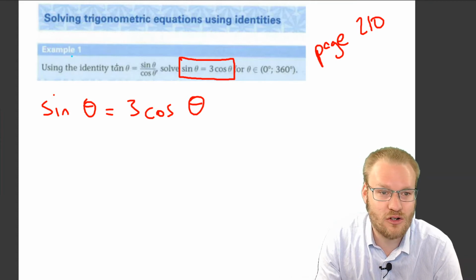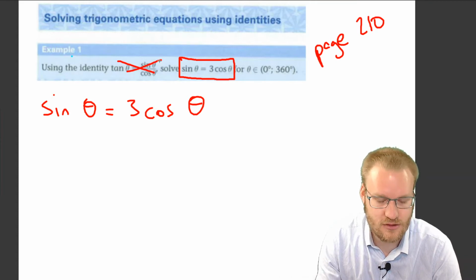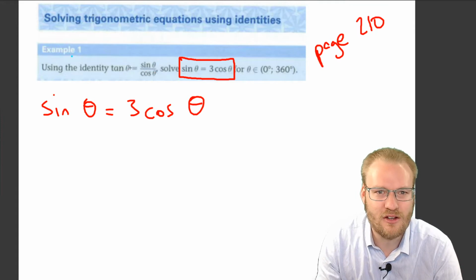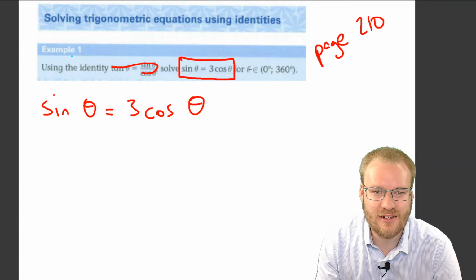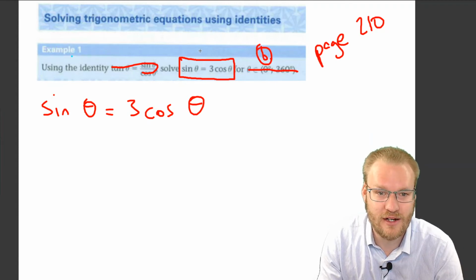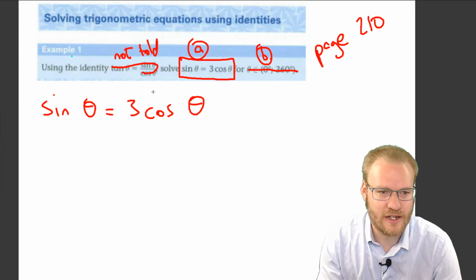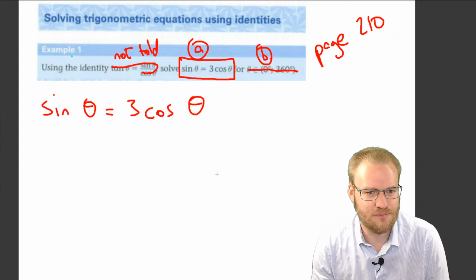You're not normally told using the identity. So I don't want to cross it out to say that's wrong, but you're not told this part. You need to know that. And this might be part B of the question. So let's call that part B, and this is part A, and this you're not told. Okay, so sine theta equals 3 cos theta.